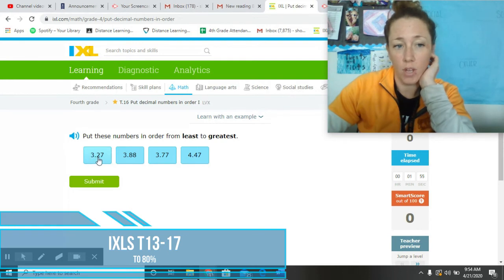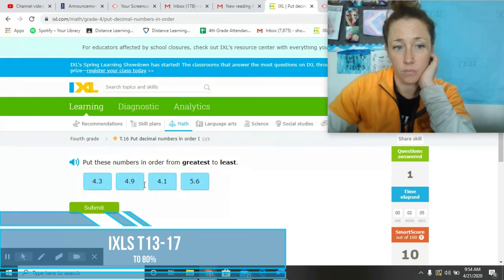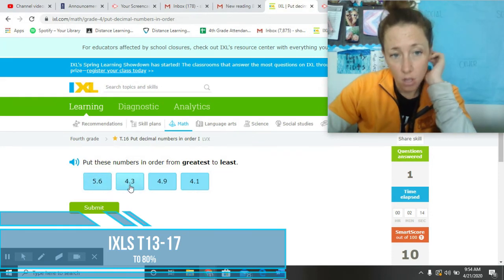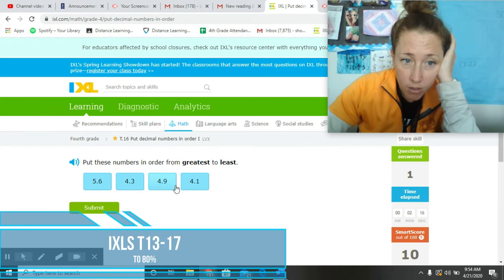Now I'm going to keep looking. So I have 3 and all the rest of these. So I'm going to look at the 10th place. I have a 2, an 8, and a 7. Well, least to greatest, my 2 is the smallest, then it's 7, then it's 8, right? Greatest to least this time. I have 4s and I have a 5, so my biggest is a 5. Now I look at the 10th place. I have a 3, a 9, and a 1. 9's bigger, then a 3, then a 1.